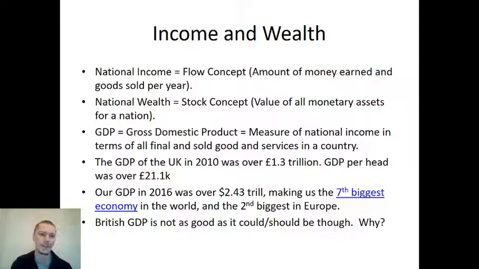All right, so two things then, income and wealth. The first thing you need to know is that national income is seen to be a flow concept. National wealth is a stock concept. National income is the amount of money earned and goods sold in a year. National wealth is the value of all monetary assets for a nation.